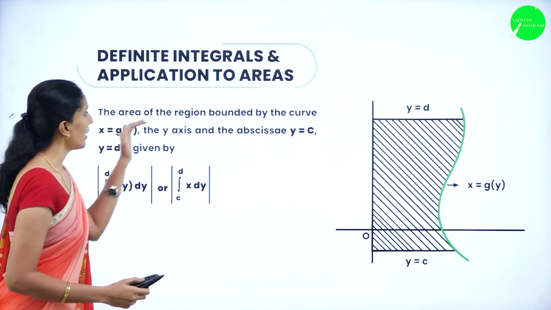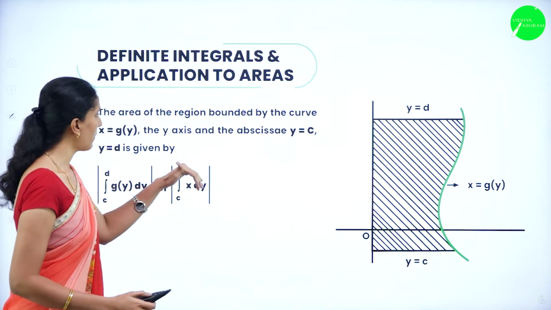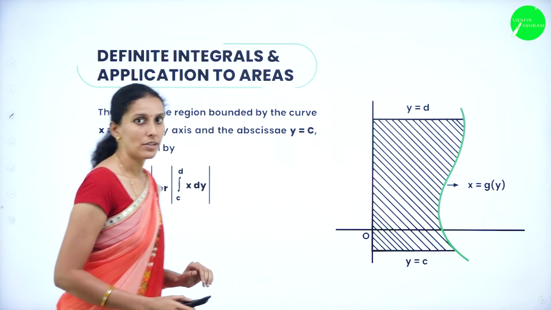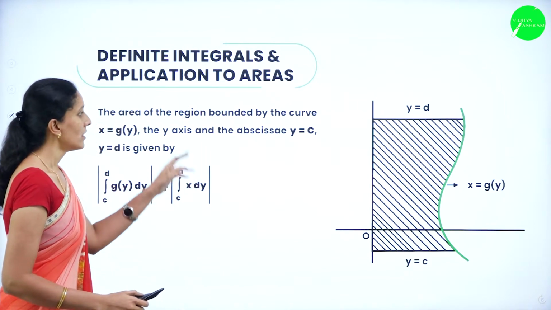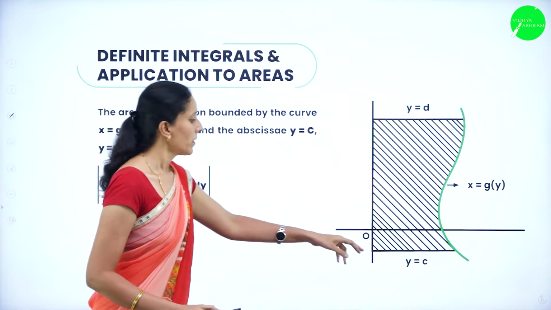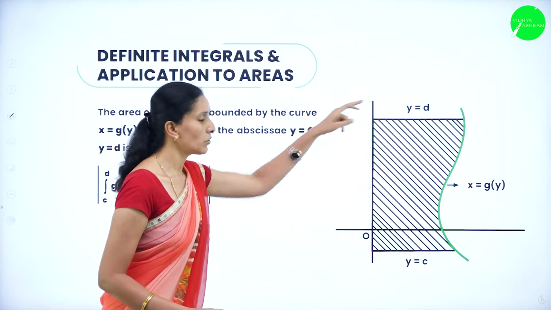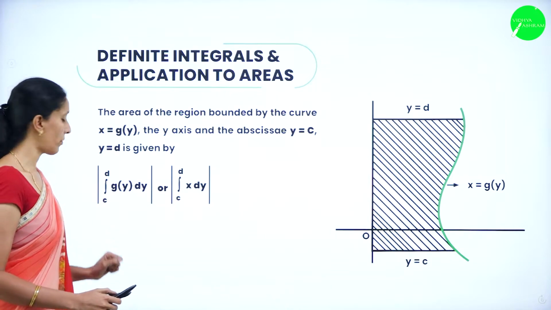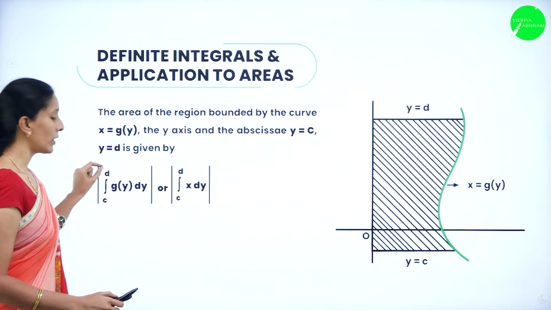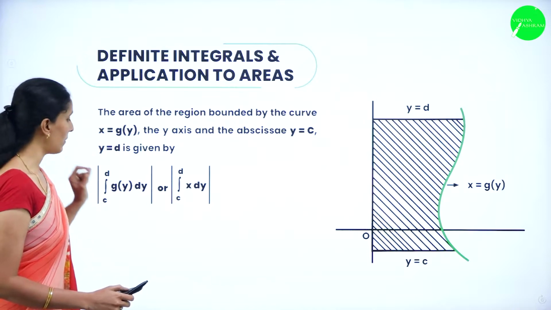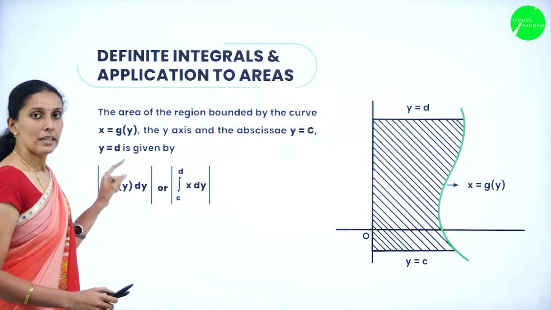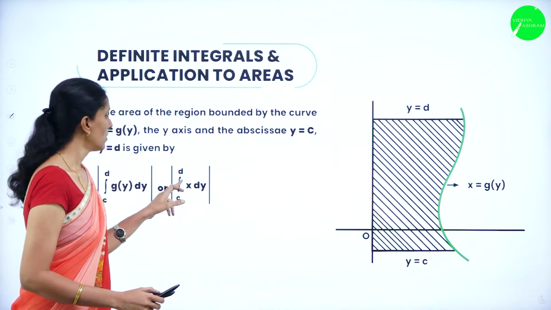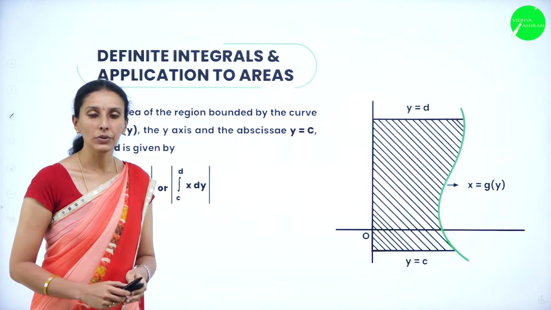Here we are taking the region bounded by the curve x equals g of y and the y-axis, so we are including the y-axis. That is the abscissa, from y equals c to y equals d. In that case, the integration changes to the integral from c to d, that is lower limit to upper limit, and g of y, the function, is expressed in terms of y as the variable. So we take it as x into dy.